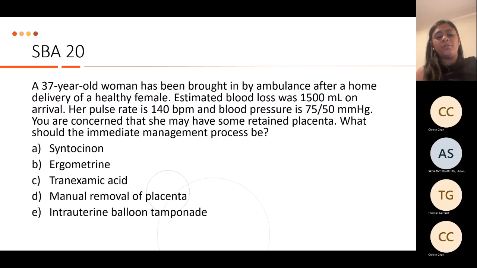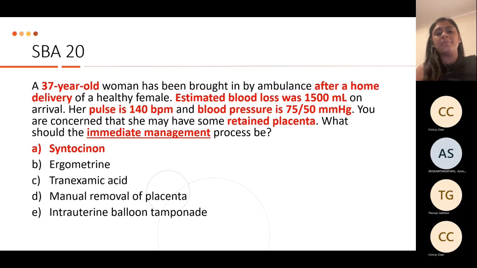So most people went for a manual removal of placenta, but actually, again, it's all about reading the question. The immediate management option would be the thing that's easiest to do at this point in time. You want to resuscitate this patient for obvious reasons. So she's got a 1.5 litre blood loss, she's tachycardic, hypotensive, and we know she's got retained placenta. The easiest way to get the retained placenta out is by giving medications that will stimulate the contractions of the uterus. And in this case, oxytocin would be the first easy thing to do.